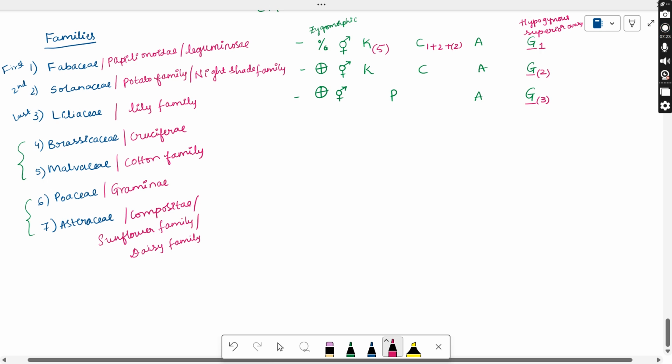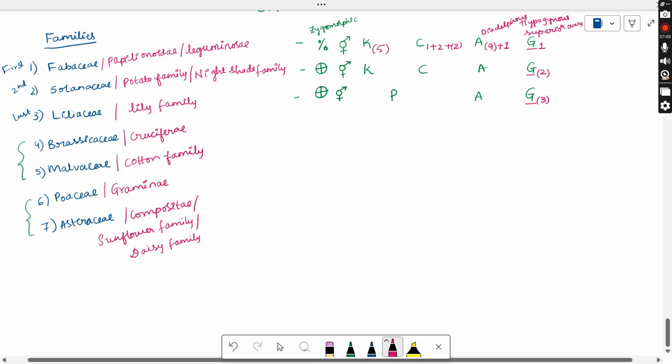So one standard petal, two wing petals, and the two keel petals which are fused. So that's why the 1 plus 2 plus 2 condition of the corolla is present. And the androecium is also special. The 10 stamens are present, 9 are fused forming one bundle, one is separate. This condition we call the diadelphous condition, which is a special feature for this family.